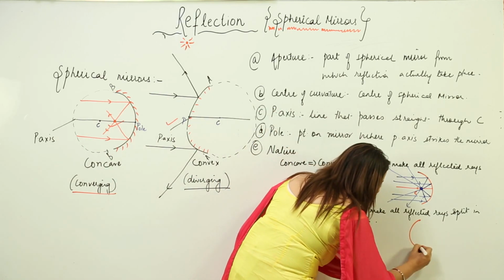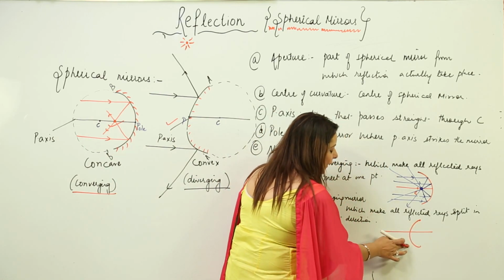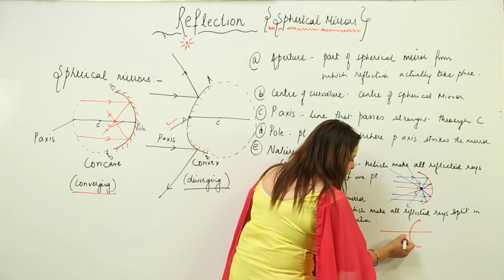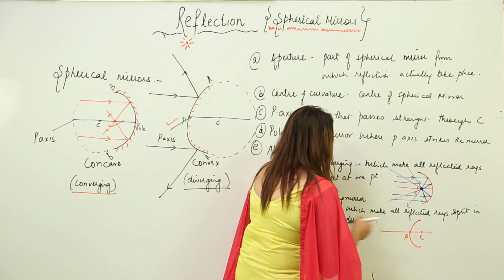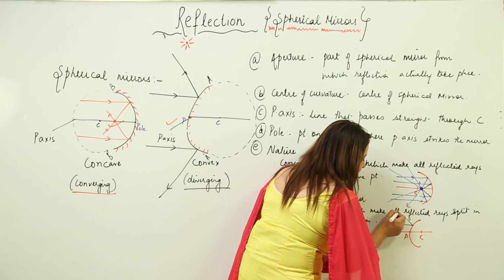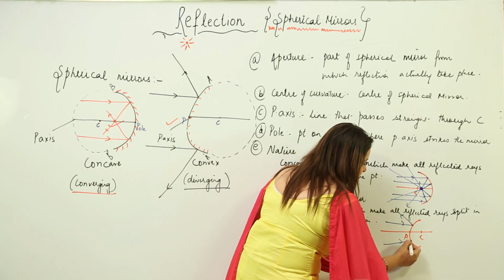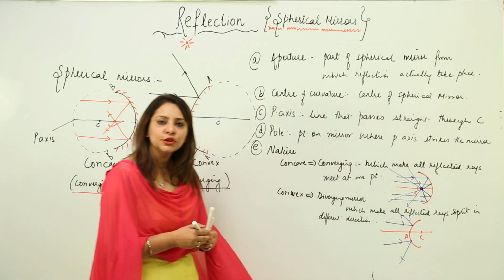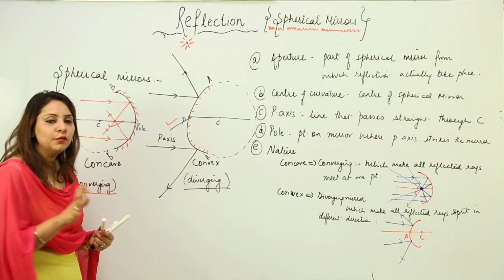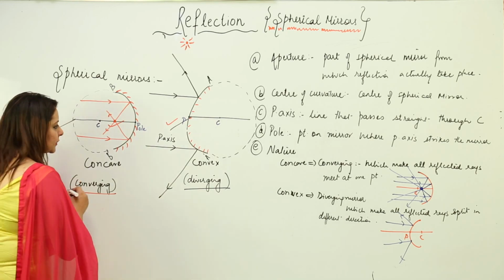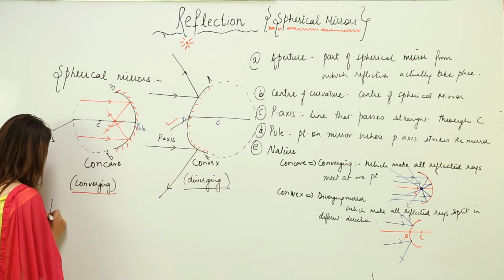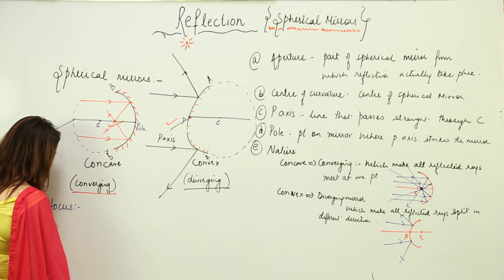I am just drawing a figure again. So let's say this is my convex mirror, principal axis, pole, center of curvature. This ray is falling, reflects back, the ray reflects. So it is splitting in different directions. So this is what we mean by saying diverging mirror. Now we have another term, focus.